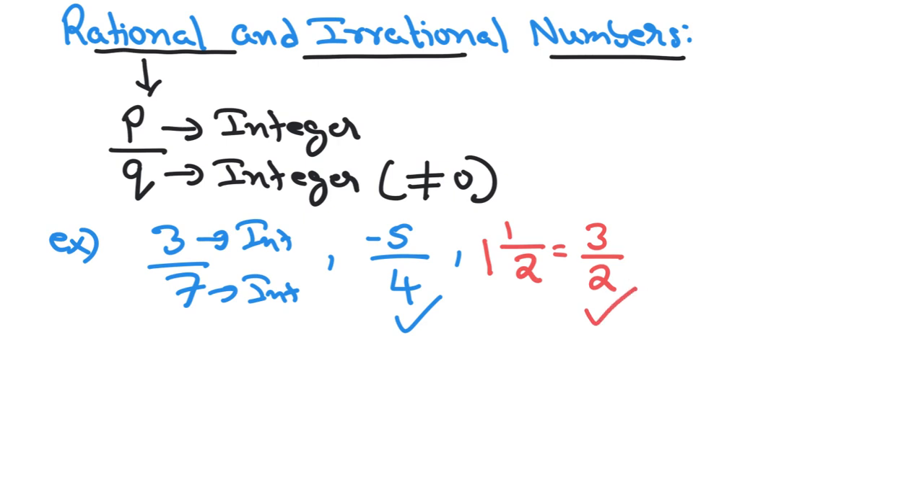What about 2 over 3? Is this a rational number? Yes, it is a rational number. And the decimal of this is 0.6666 and so on. In other words, 0.6 recurring.